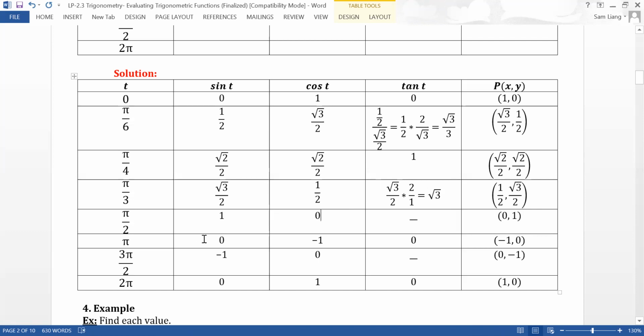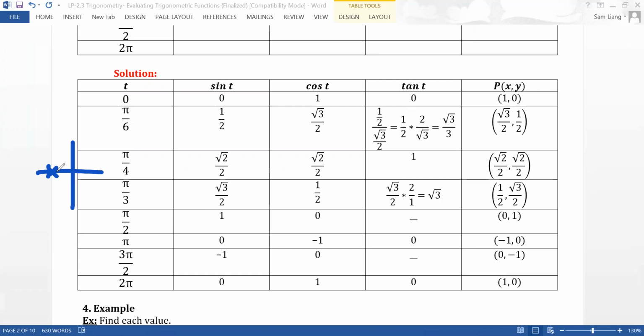All right, next we have sine of pi. Sine of pi is 0. Okay, pi is 180 degrees, so that's directly on the negative x-axis. It's right over here, right? So here, sine is 0, and then cosine is -1.